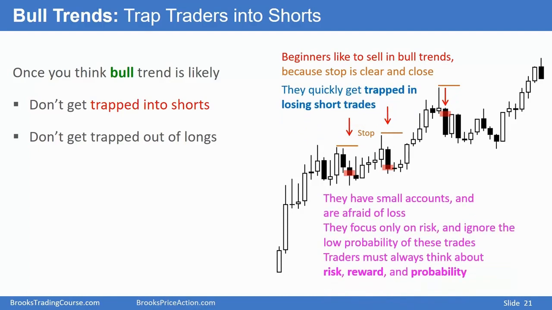Beginners only think about risk, and therefore they end up only selling when the market's in a bull trend because the risk is small. And they only end up buying in a bear trend because the risk is small. And they totally ignore probability, and they end up losing money because the probability is too low to be able to trade profitably.